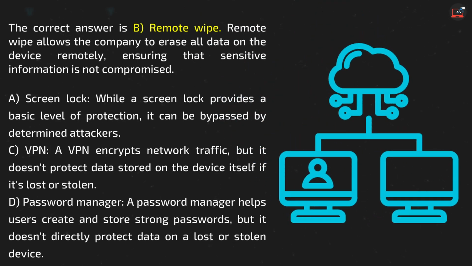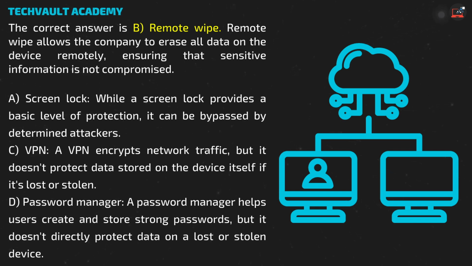The correct answer is B. Remote wipe. Remote wipe allows the company to erase all data on the device remotely, ensuring that sensitive information is not compromised. A. Screen lock. While a screen lock provides a basic level of protection, it can be bypassed by determined attackers.